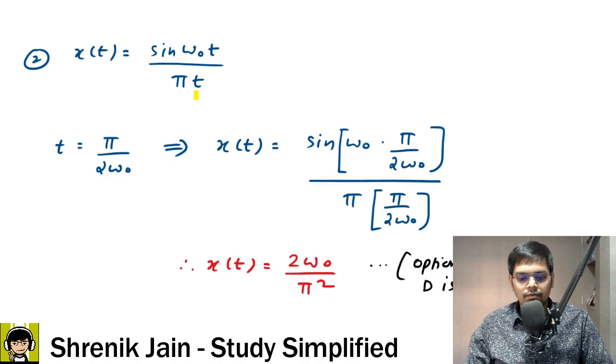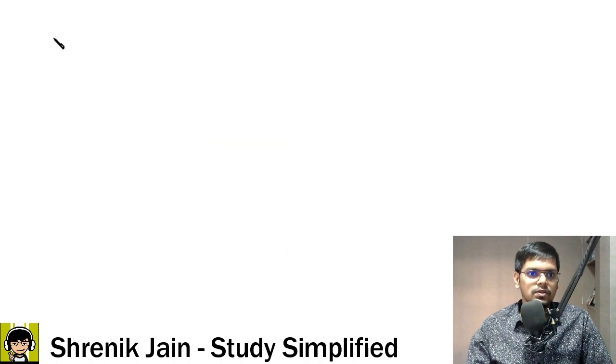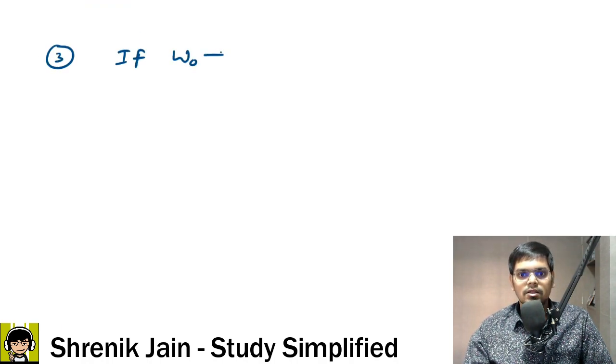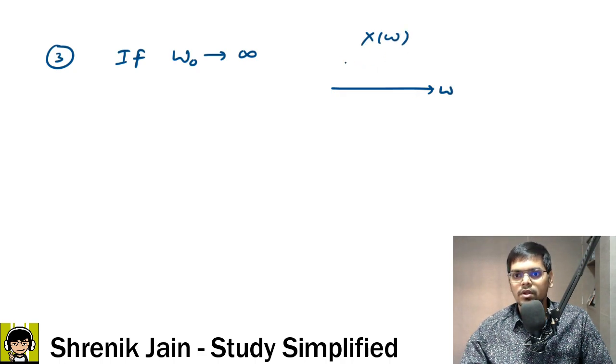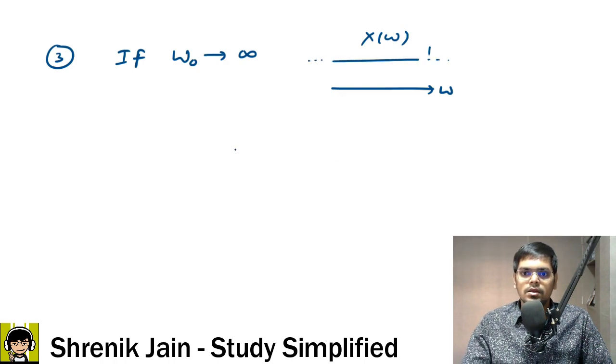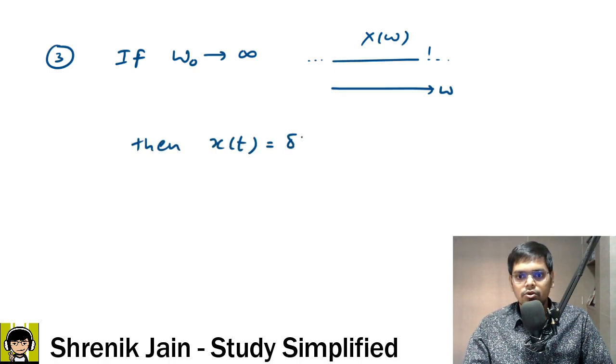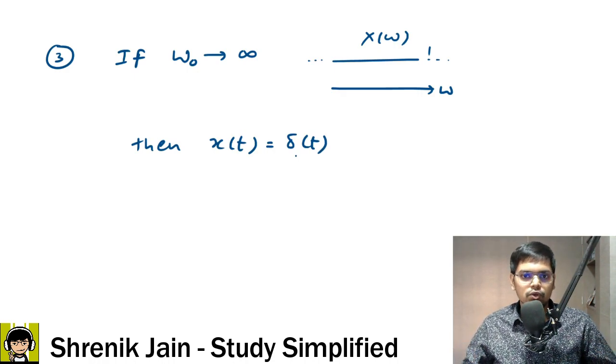So let me write it here. If you are manipulating your X of omega graph as point number 3, if you are increasing the width, omega naught tends to infinity, the graph now looks like this, this is omega and this is the X of omega graph. Now this is 1 throughout. So if that is the case, then x of t is equal to delta of t. Again the standard results which we know. If you do not know, you have to use the formula.